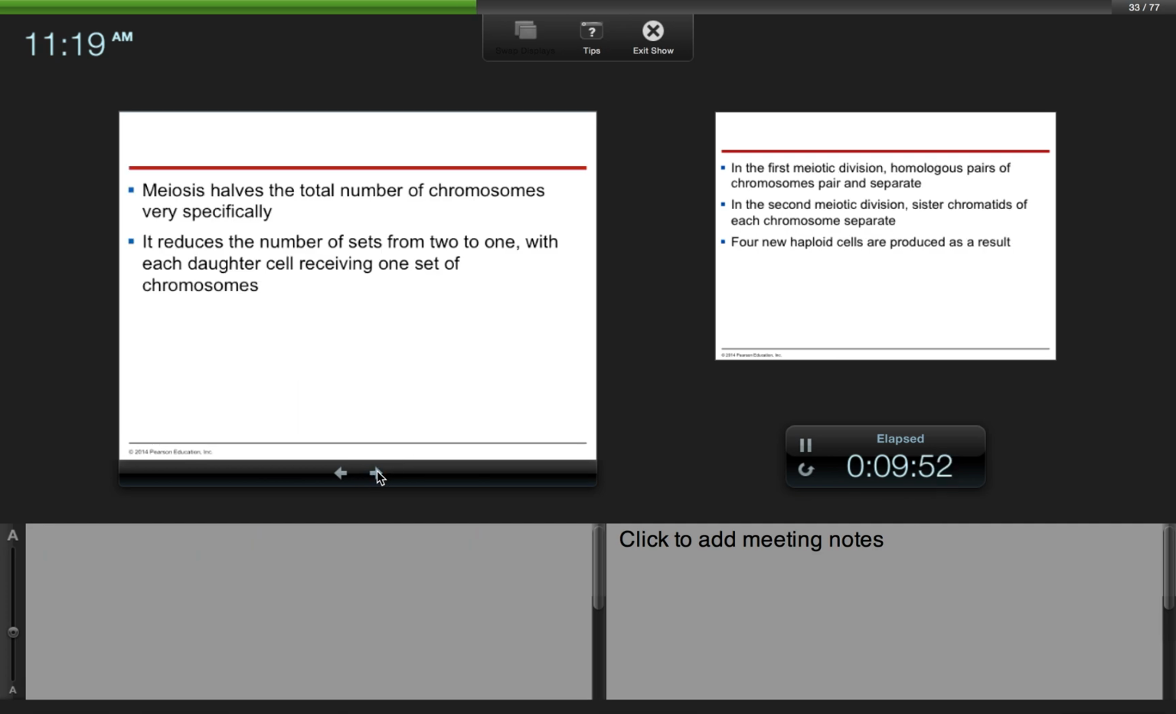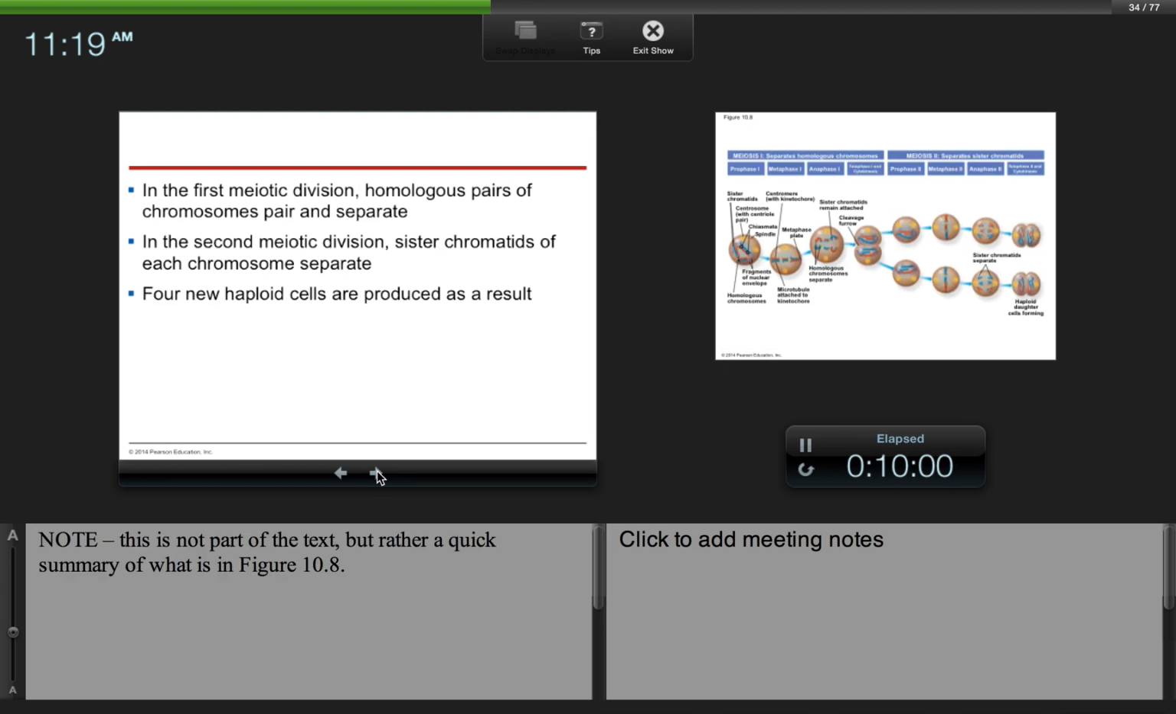Meiosis halves the total number of chromosomes very specifically. It reduces the number of sets from 2 to 1, with each daughter cell receiving 1 set of chromosomes. In the first meiotic division, homologous pairs of chromosomes pair and separate. In the second meiotic division, sister chromatids of each chromosome separate. 4 new haploid cells are produced as a result.